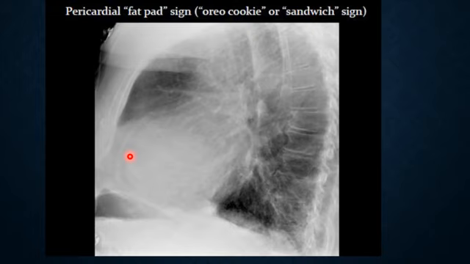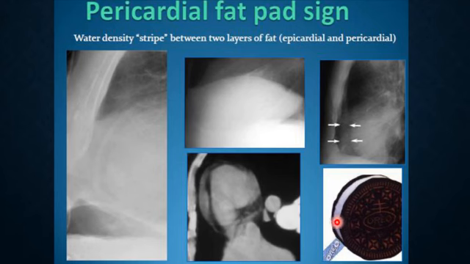Okay, this is the pericardial fat pad sign or the Oreo cookie. It looks like an Oreo. So this is the Oreo cookie that we are talking about. The line in between is the whitish part, with two layers of pericardial fat. Again, here is another example, okay? And you can see it also in the CT scan as two layers of fat with the pericardium in between.